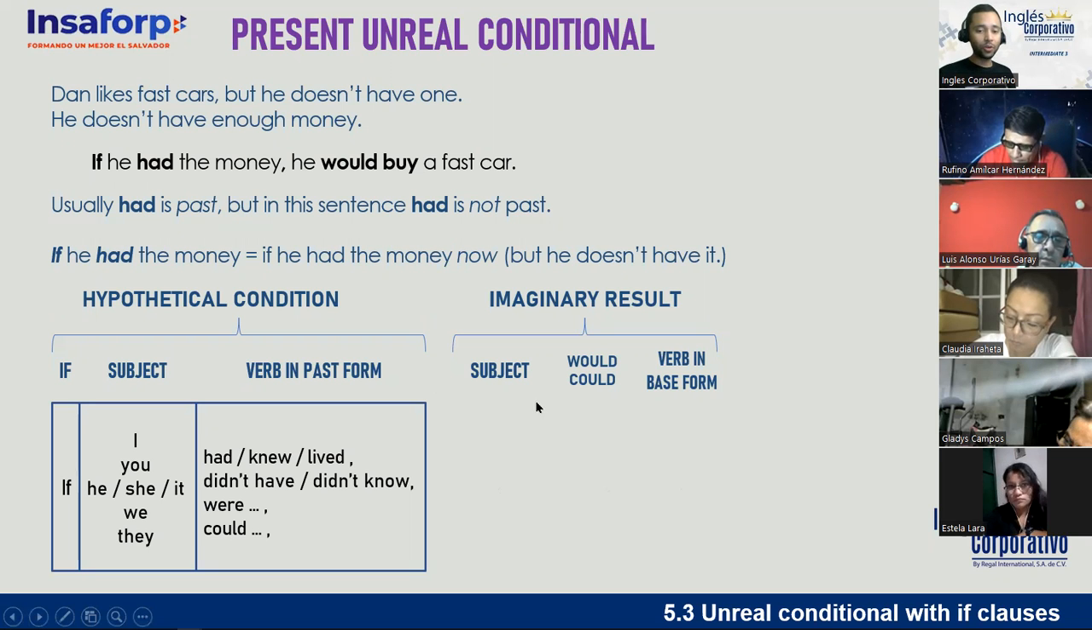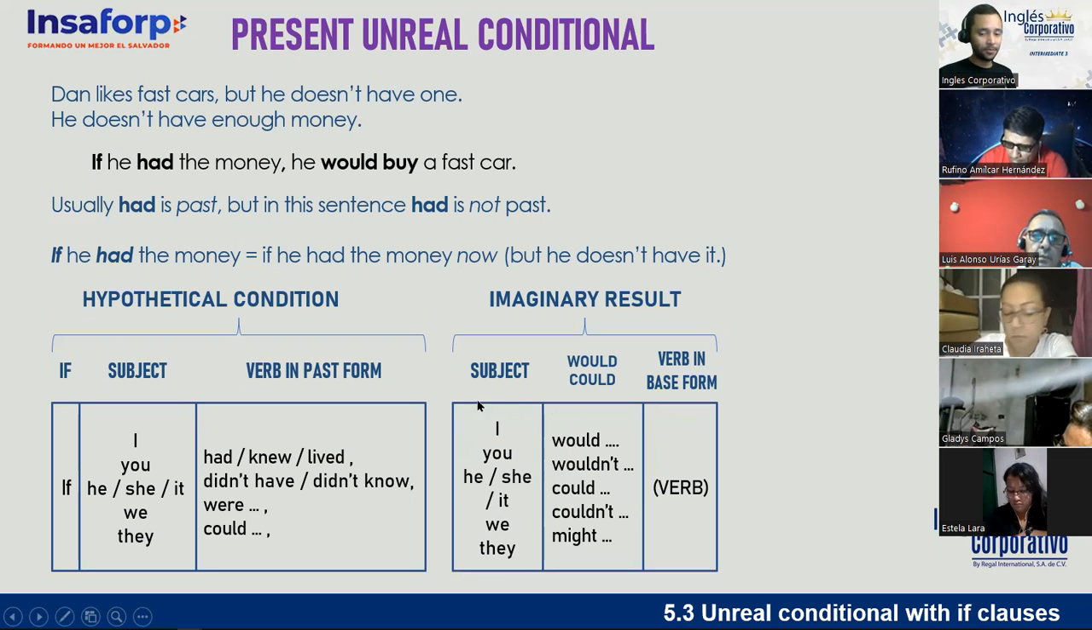For the imaginary result, you need the subject again, which could be any subject: I, you, he, she, it, we, or they, and then would or could. Also might is possible, as you can see here. And after that, a verb in base form. That's the structure that you need for present and real conditional sentences.